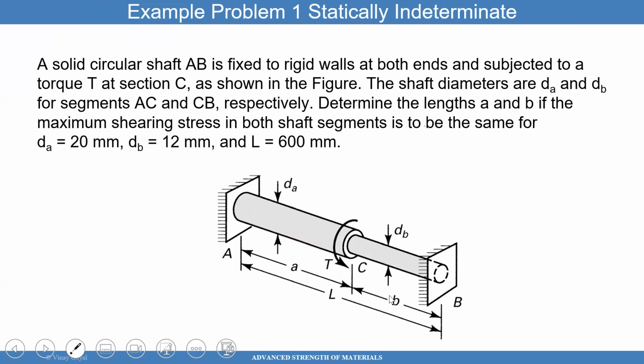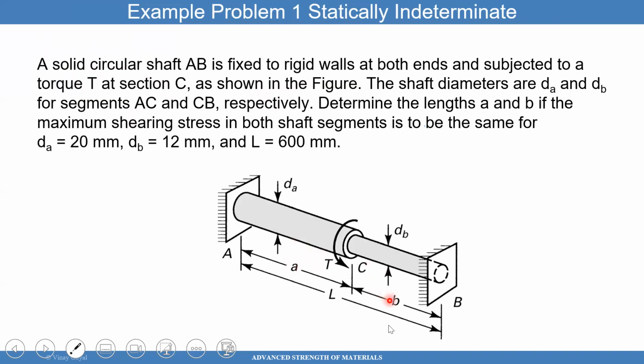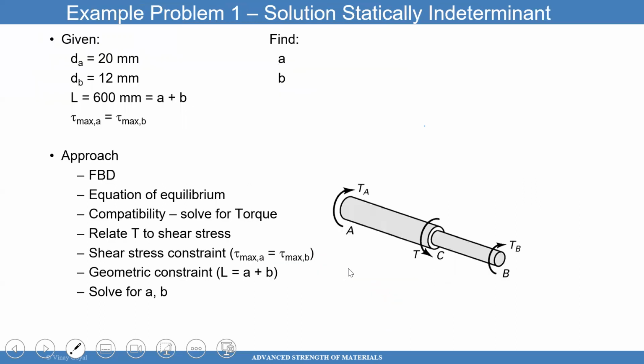So this is a circular shaft. And like I said before, I like to write the problem statement in terms of what's given and what I want to find. I want to find the lengths A and B such that the shear stress is the same across the boundary. That's what this is asking you to do.